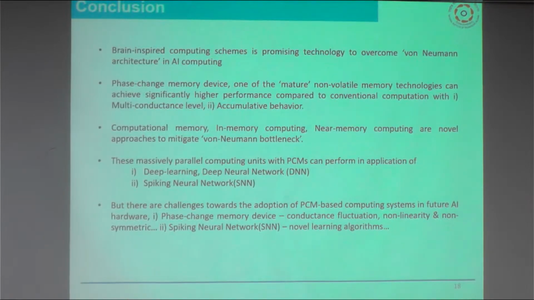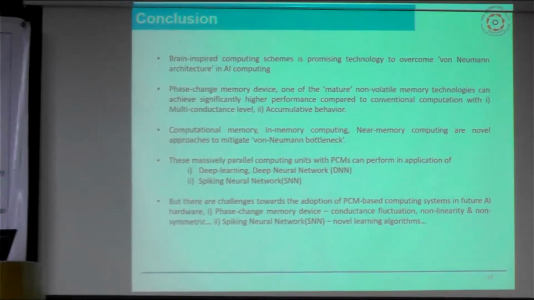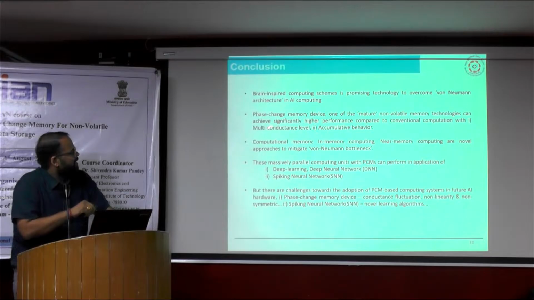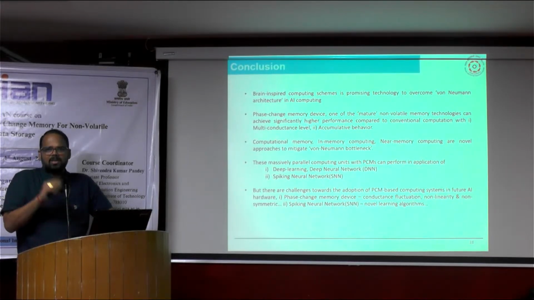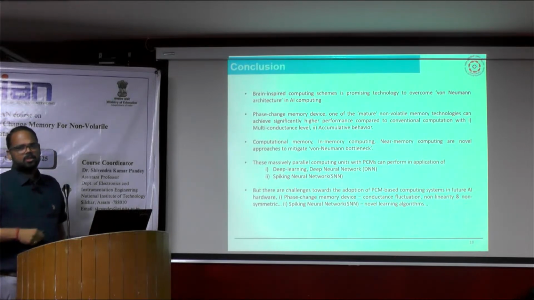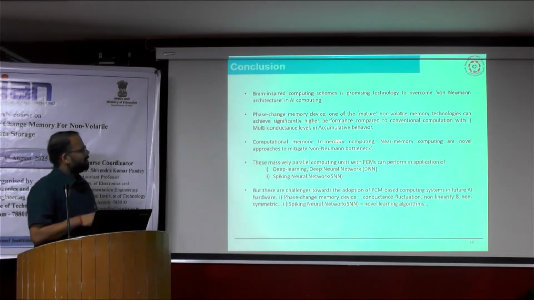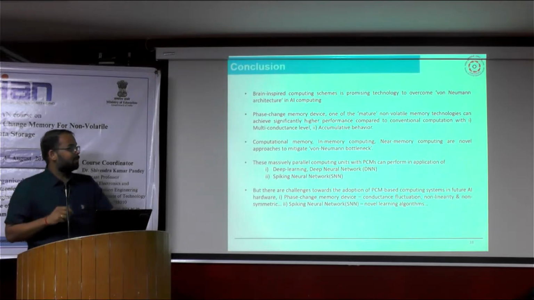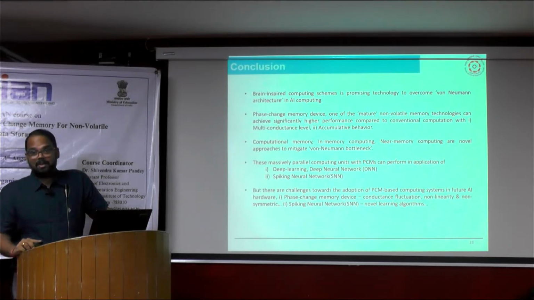With this, I will conclude my talk. The brain-inspired computing scheme is a promising technology to overcome the von Neumann architecture in AI computing. And the phase change memory device, one of the mature non-volatile memory technologies, can achieve significantly higher performance compared to conventional computation, with multi-conductance levels and accumulative behavior. Accumulative behavior is where you systematically give pulses and the conductance accumulates, so the material shows that property. Computational memory, in-memory computing and near-memory computing are novel approaches to mitigate the von Neumann bottleneck, as I told you earlier.